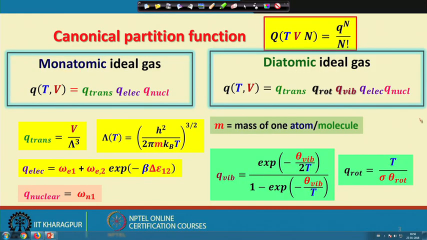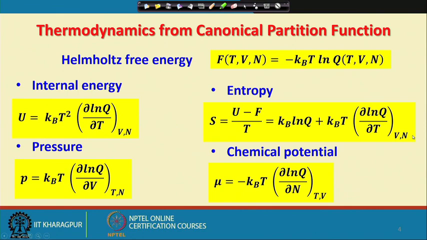We have seen within the formulation of statistical mechanics that Q is connected to the thermodynamic properties, especially in the canonical ensemble. The natural logarithm of Q is related to the Helmholtz free energy. So, let us next see or revise what we have learnt regarding this connection.